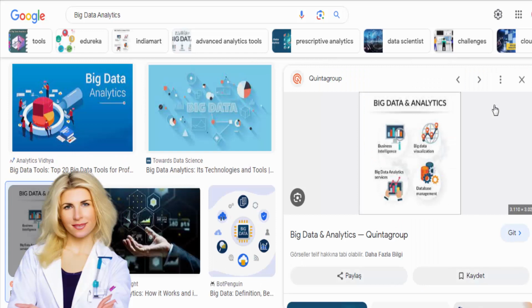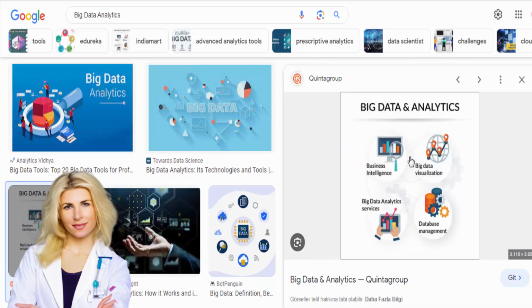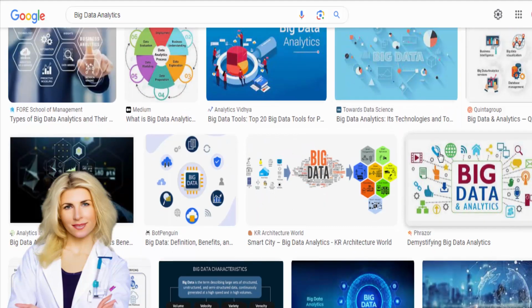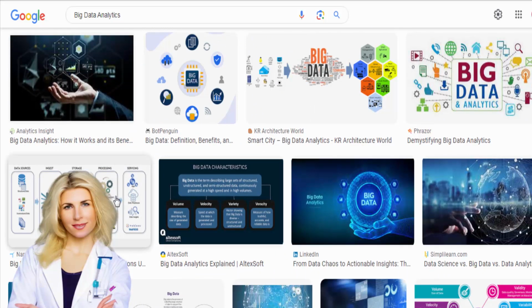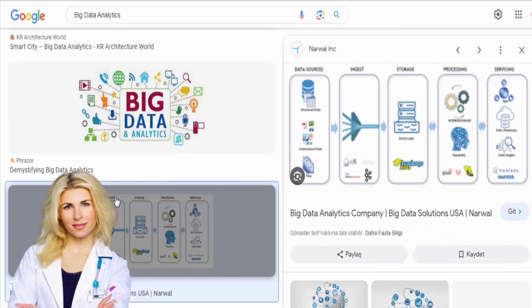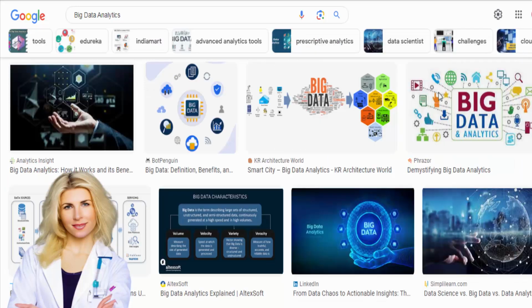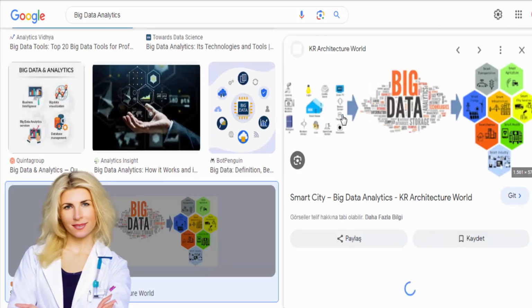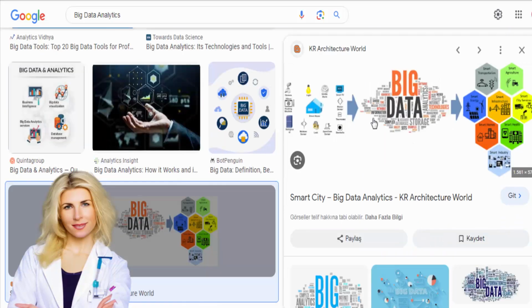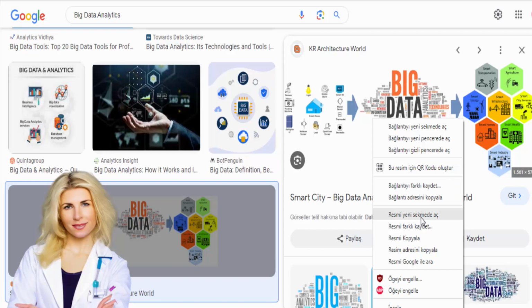Variety refers to the different types of data that are collected, such as structured data, e.g., customer records, financial data, semi-structured data, e.g., social media posts, email messages, and unstructured data, e.g., images, videos, audio recordings. Big data analytics can be used to improve many different business processes, such as marketing. Big data can be used to understand customer preferences, identify market trends, and develop targeted marketing campaigns.